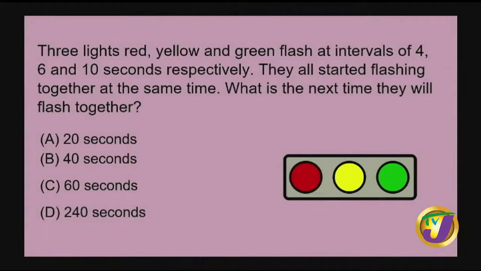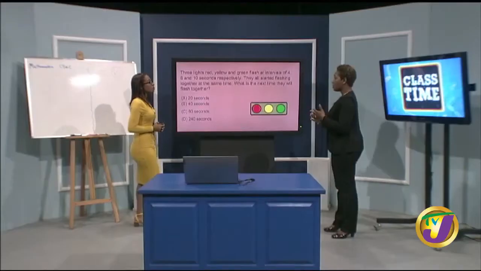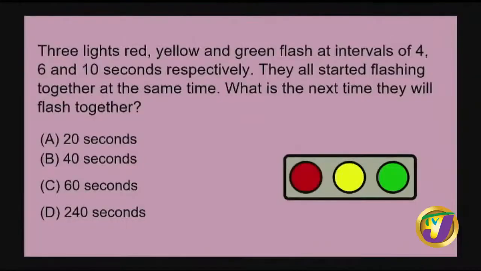So first, we have to pretty much understand what the question is saying to us and what the question is asking us to answer. So there are 3 different lights flashing. The red light is flashing every 4 seconds. The yellow light is flashing every 6 seconds. And the green light is flashing every 10 seconds. All right, that's one part. Then they ask, what is the next time they will flash together?